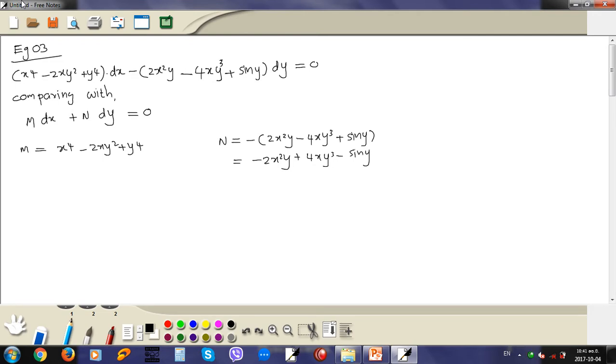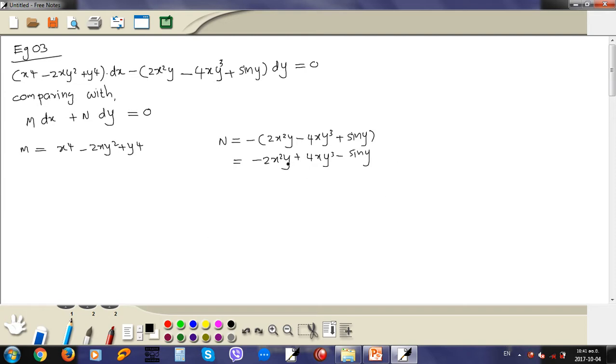Example 3. (x^4 − 2xy² + y^4) dx − (2x²y − 4xy³ + sin y) dy = 0. If we compare with this equation, we can identify M = x^4 − 2xy² + y^4, and N = −2x²y − 4xy³ + sin y.